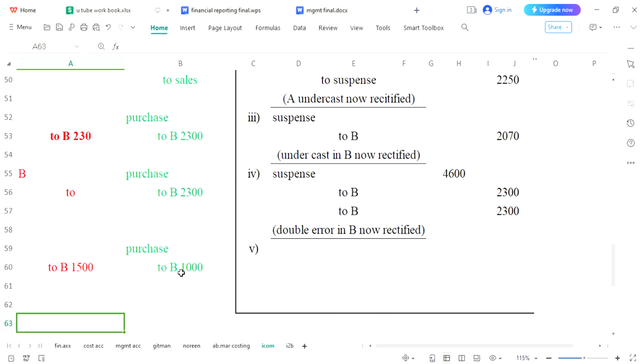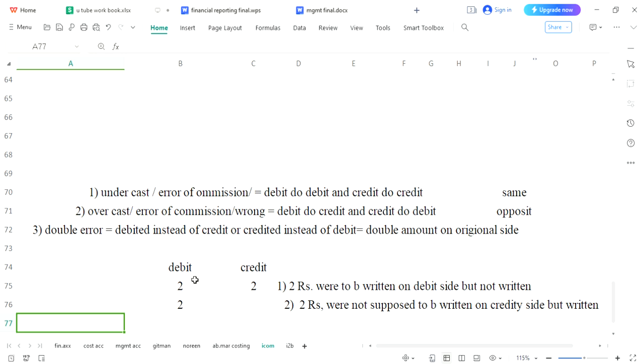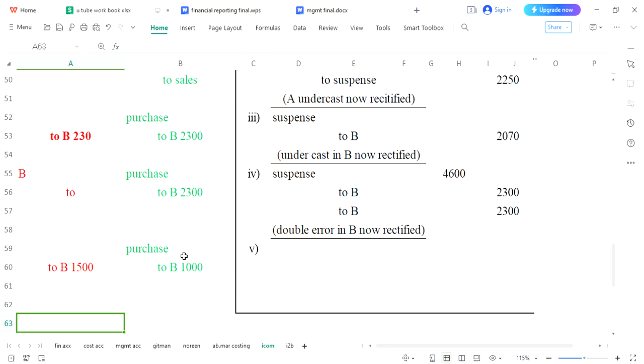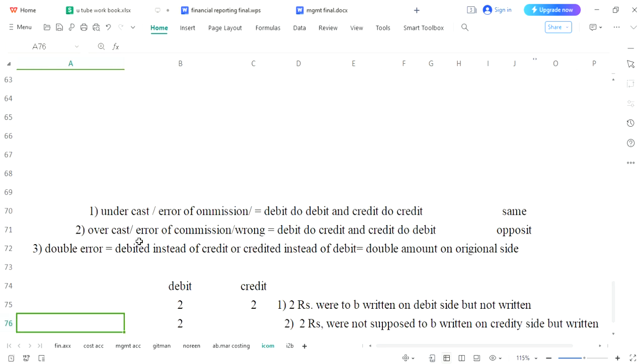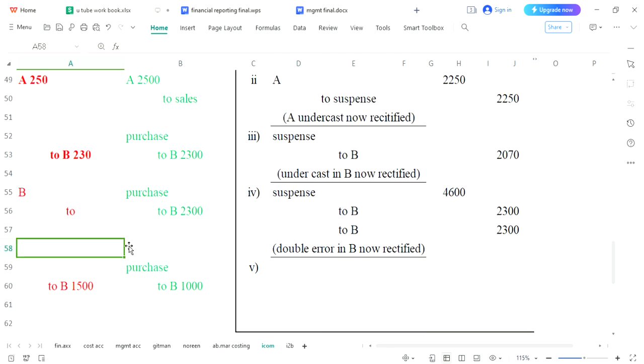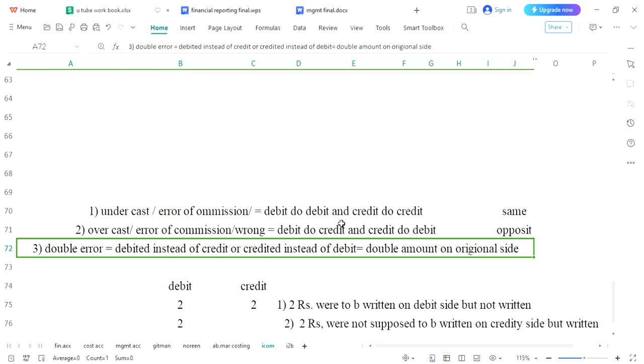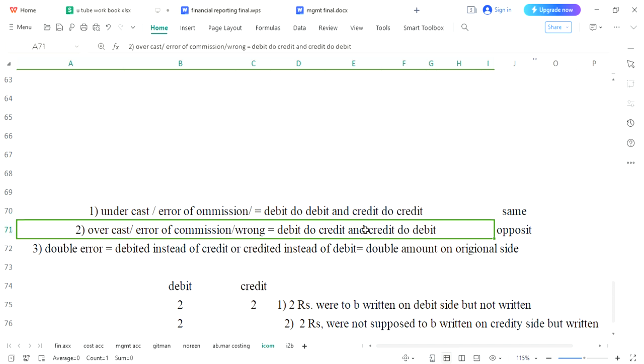Since the mistake is only in B's account, check what kind of mistake we have done. We know that there are only three mistakes: undercast, overcast or double error. So come over here. The original amount was 1000. Instead of 1000 we have written 1500. It means we have overcasted. We have written an amount more than original, and this is written over here, error of commission. Overcast means the amount is more than the original amount. So it is overcast. In overcast, what do you do? This is your overcast. Now look at this.